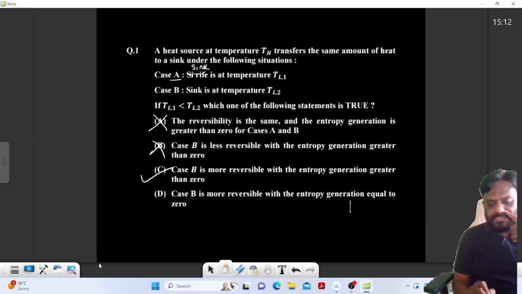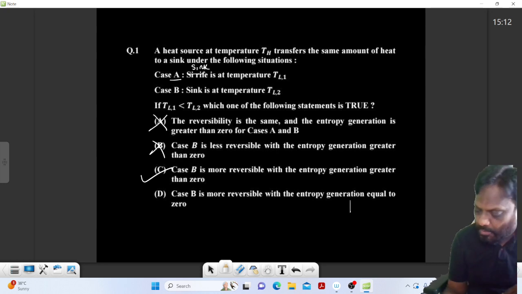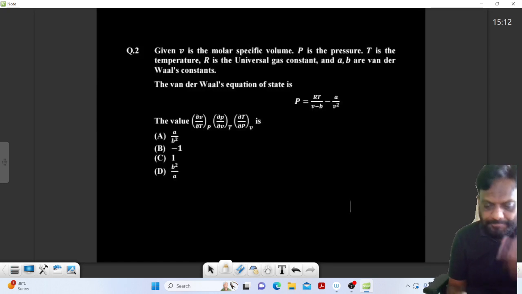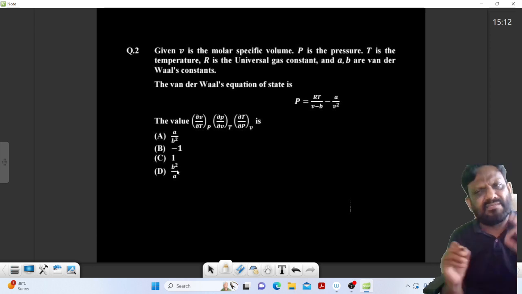C is the right answer. Is it okay? Now let's move to the next question. The van der Waals equation is given and he is asking, it's a simple question, sir.